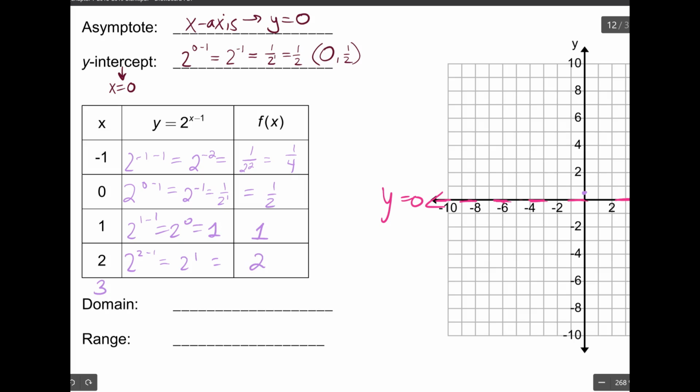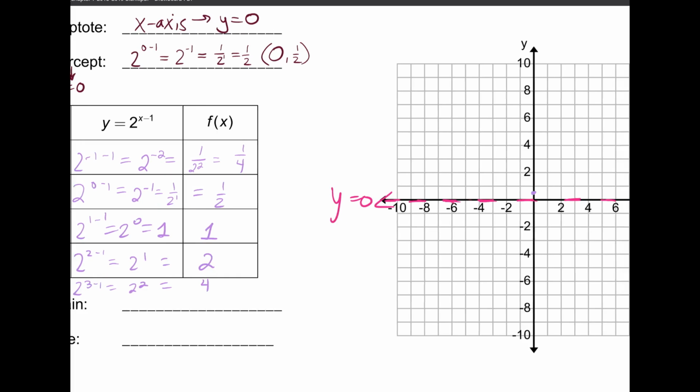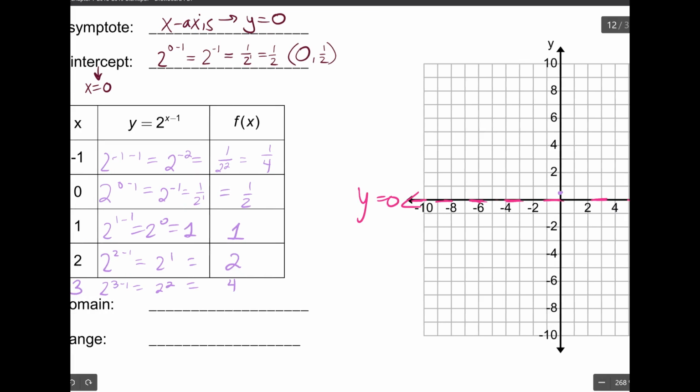I'm also going to throw in an x equals 3 just to see what that would be. If I had x equals 4, normally you wouldn't do this, but since I know it works, I'm trying to show you that we have the same curve here. 4 minus 1 is 3, so 2 to the third, which is 8. Connect them, and we have this nice curve.